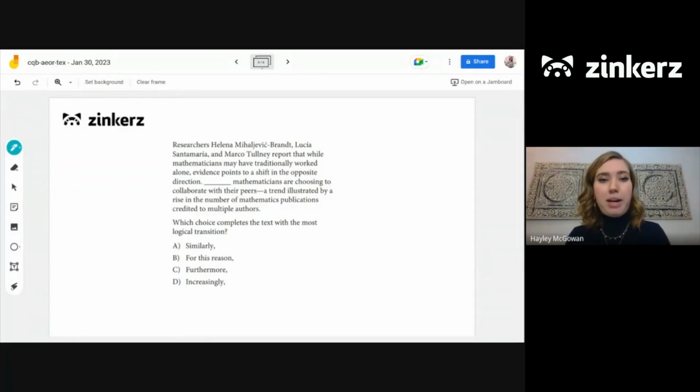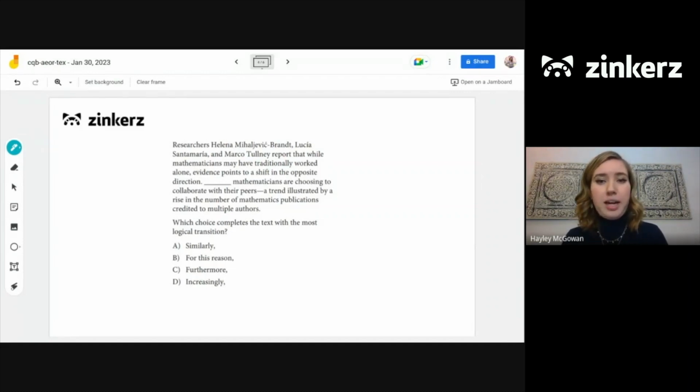Looking at the passage, this group of researchers report that while mathematicians may have traditionally worked alone, evidence points to a shift in the opposite direction. Blank, mathematicians are choosing to collaborate with their peers, a trend illustrated by a rise in the number of mathematics publications credited to multiple authors. So we're talking about this idea that mathematicians may have traditionally worked alone, but now they're starting to work more in groups. That's the first half.